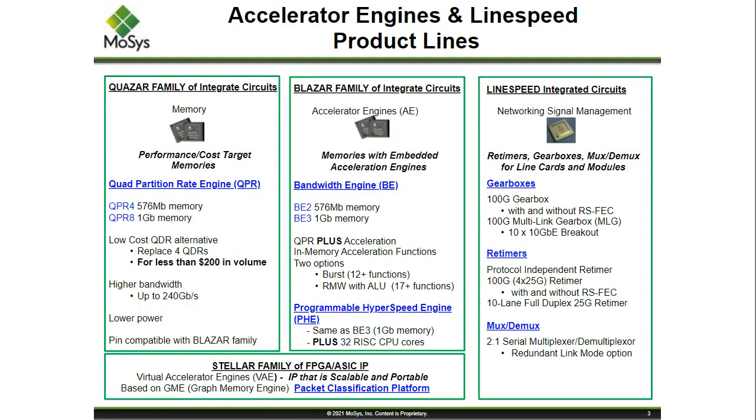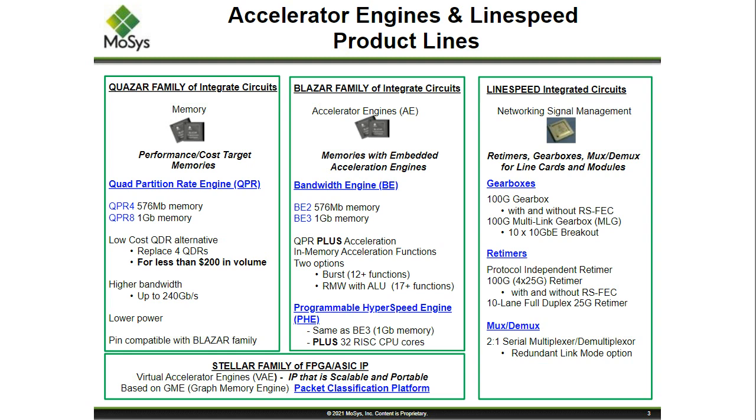Okay. So these are the products that we'll talk about. There's the QUAZAR family, which is the lowest cost QDR replacement device. There's the BLAZAR family, which is also a QDR replacement, but it adds some on-chip intelligence, namely some on-chip ALUs for read, modify, write functionality and burst capability. And we also have the PHE, which stands for the Programmable HyperSpeed Engine, which has 32 embedded RISC cores. They're 8-way threaded for algorithmic acceleration. So these are great for TCAM alternatives with much higher capacity than TCAMs.